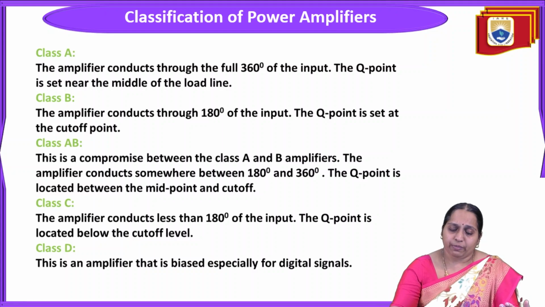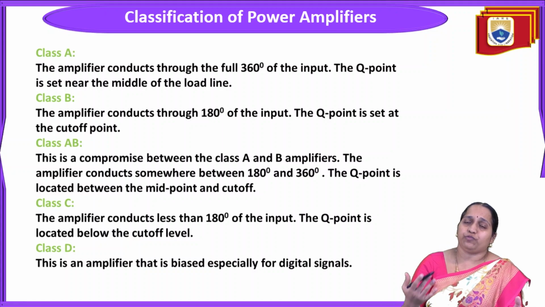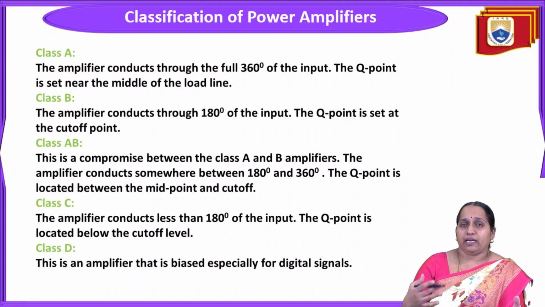Power amplifiers are classified mainly based on how much portion of the input the amplifier is going to conduct. Based on that, you have basically four. Of course, you have class D also. Totally 5 types of power amplifiers: class A, class B, class AB, class C, and class D.